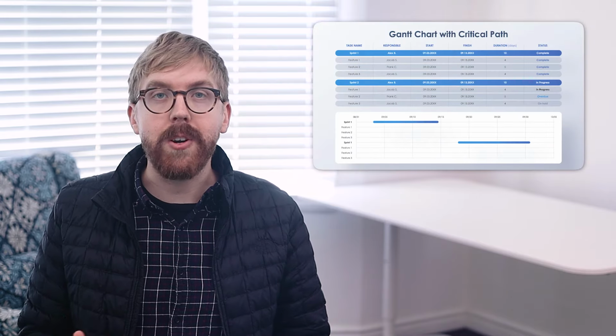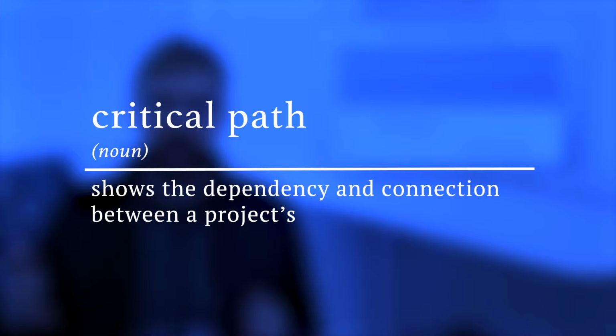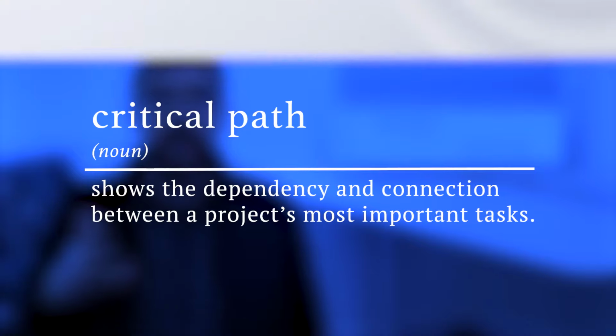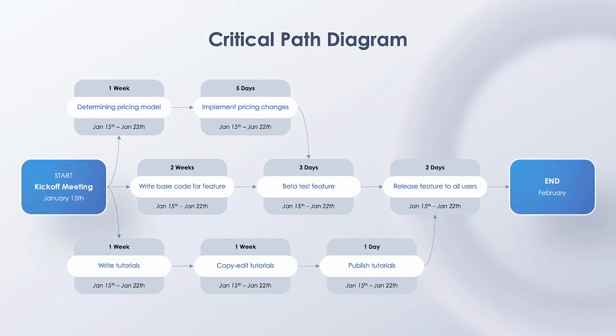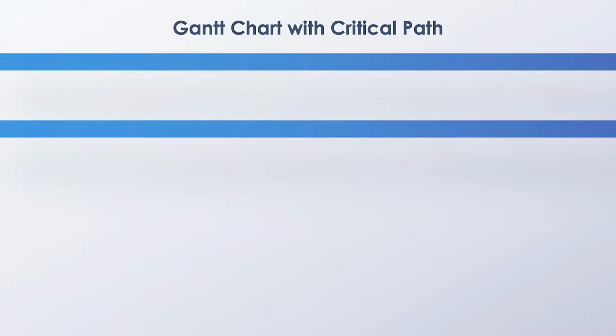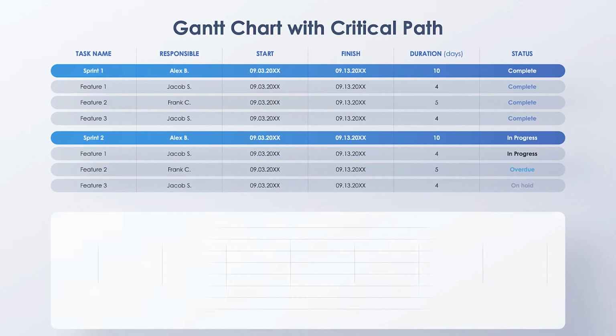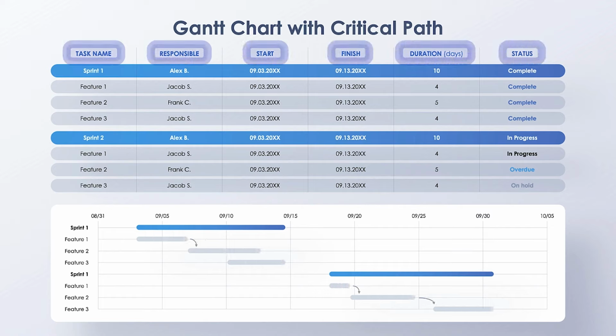Next up, your project's timeline is vital to its success. In order to meet your timeline, you need to forge a critical path. Critical paths show the dependency and connection between a project's most important tasks. The template we created has multiple slides to help structure your critical path, either with a flowchart visualization or with a table visualization to map out the likeliness of the timelines, or with a table and Gantt chart to tabularize your critical path across the tasks, responsible team member, start and finish dates, duration, and current status of the task.